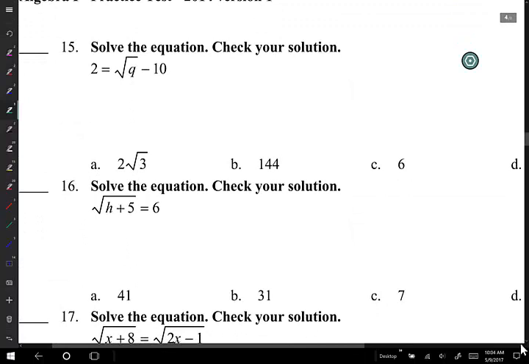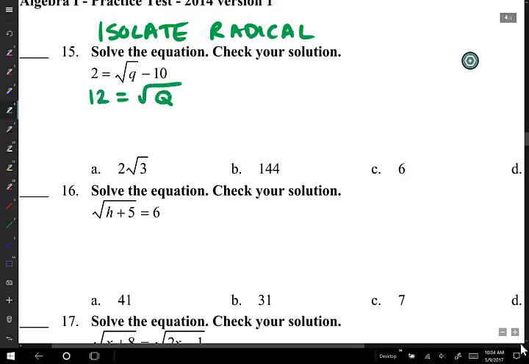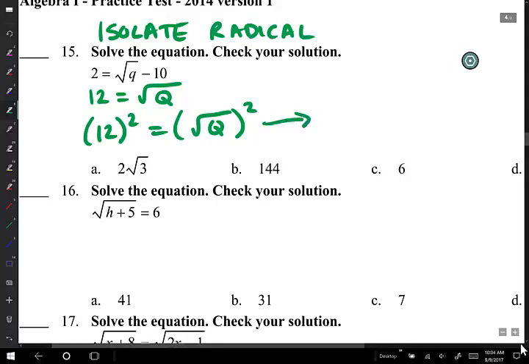Solving equations. When we solve an equation, I think I would put a note at the top that says isolate the radical. So let's add 10 and get 12 equals the square root of q. Once the radical is isolated, we can square both sides. And I've said this a number of times this chapter. When you square a square root, everybody, you get what's inside. So that means 144 equals q.